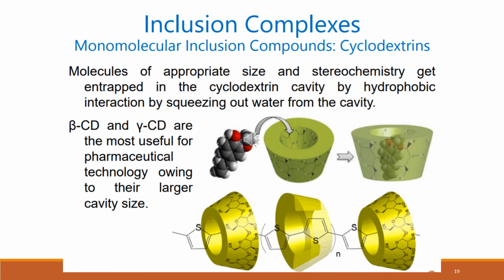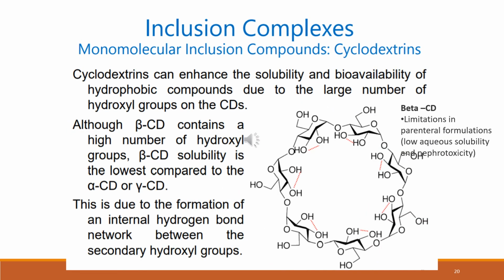Cyclodextrins can enhance the solubility and bioavailability of hydrophobic compounds due to the large number of hydroxyl groups on the cyclodextrins. Although beta-cyclodextrin contains a higher number of hydroxyl groups, beta-cyclodextrin solubility is the lowest compared to alpha and gamma-cyclodextrin. This is due to the formation of an internal hydrogen bond network between the secondary hydroxyl groups.